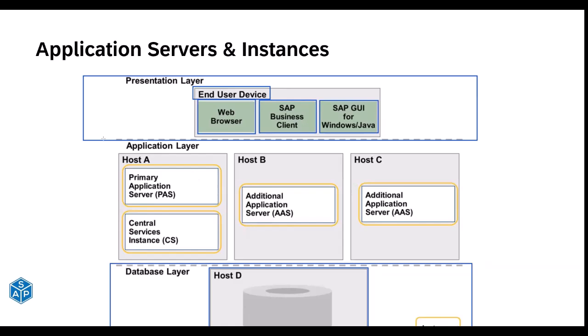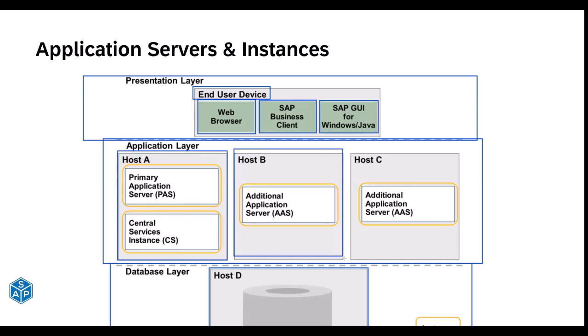Now comes the middle layer. In the middle layer, it is your application layer. Your application resides in the middle layer. Now, what does it consist of? It consists of application servers and instances. These are your application servers. This is my application server host A. This is my application server host B. And this is my application server host C. And these are the instances for my application.